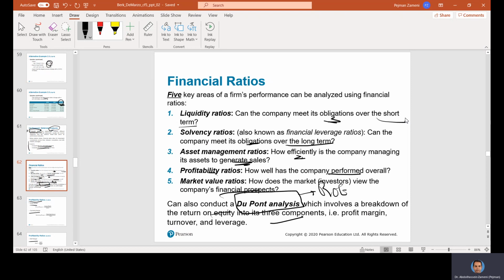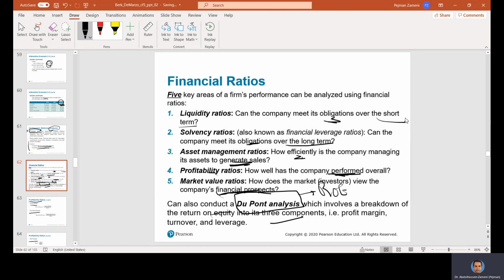Asset management ratio: how efficiently is the company managing its assets to generate sales? Profitability ratio: how well has the company performed overall? Market value ratio: how do market investors view the company's financial prospects?